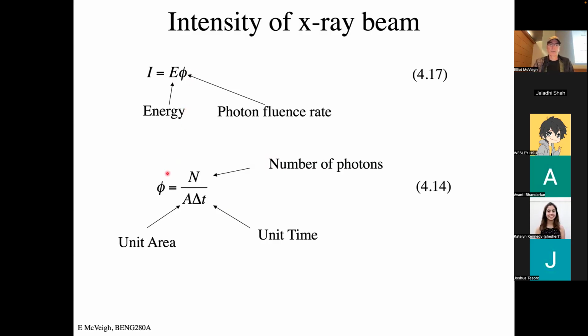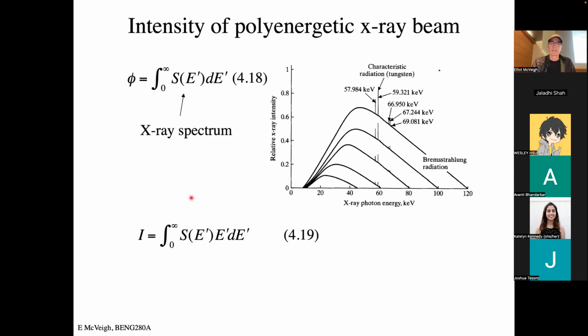And in terms of the photon fluence, it's usually given in number of photons per unit time per unit area. Okay, those are the units of the photon fluence. And so we've been talking a lot about the energy of the X-rays that we are shooting through the patient. Let's say we set our voltage on our X-ray tube to 100 kilovolts.